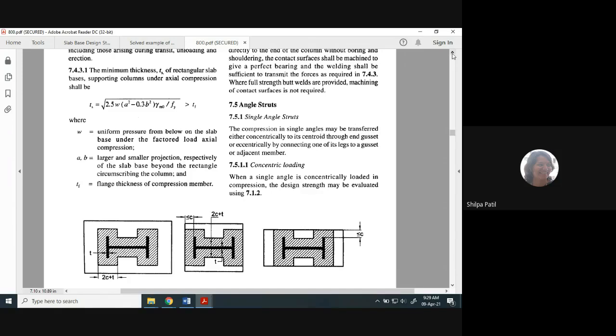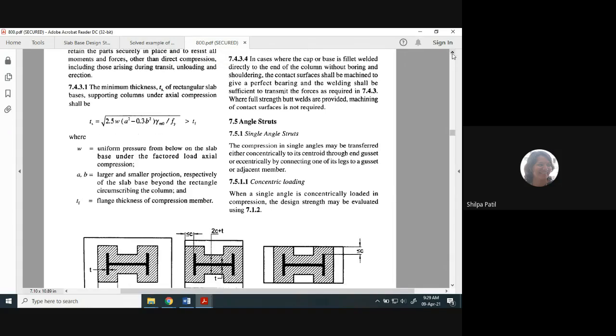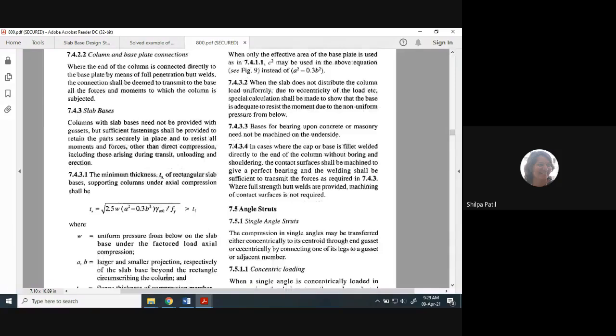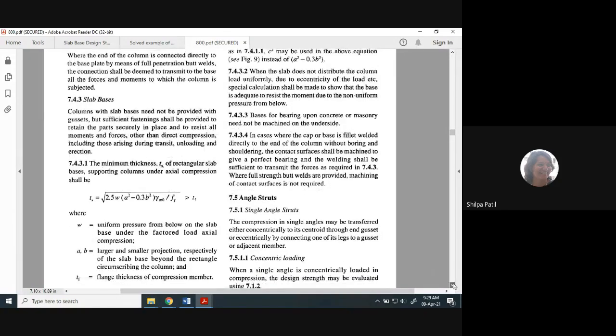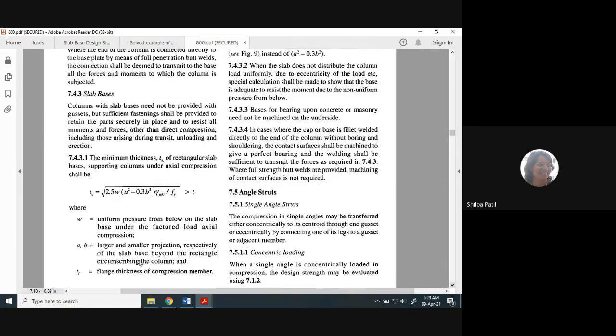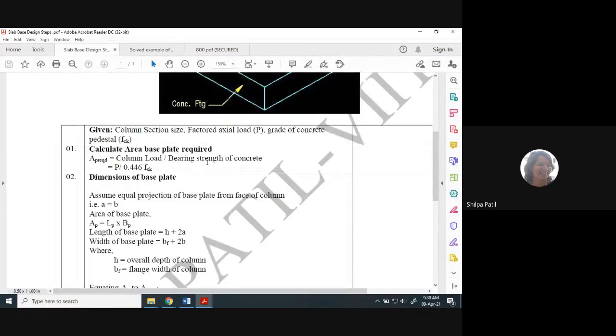Now I don't make this calculation complicated by considering C and effective area. Here, C is the projection, and A and B are the larger and smaller projections respectively of the slab base beyond the rectangle circumscribing the column. Instead of that, I assume them equal. The design becomes easy when we consider the two values equal. So assume equal projection of the base plate from the face of the column, that is A is equal to B.